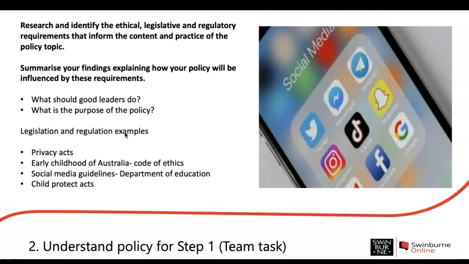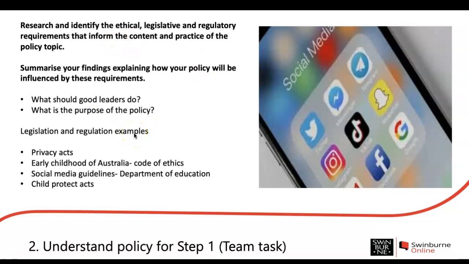So this is not writing a policy. This is just thinking about some of the broader considerations that you would need to consider. All of this is going to be very well connected to things like the Early Years Framework and ACECQA standards, all of those sorts of real life connections need to be made in this section as well.